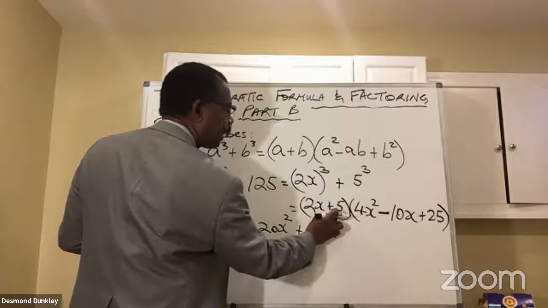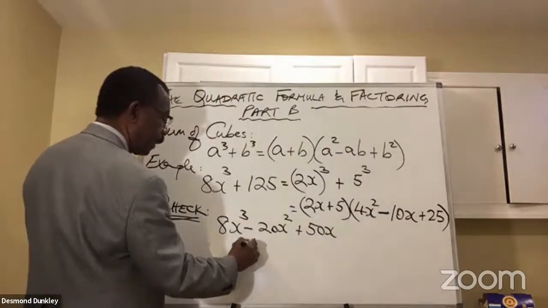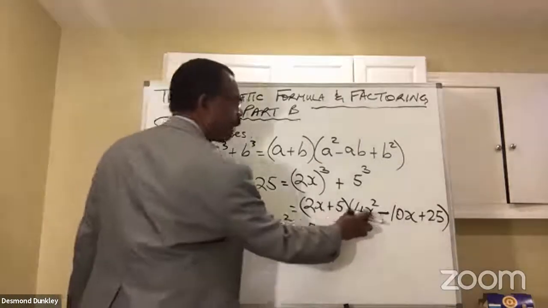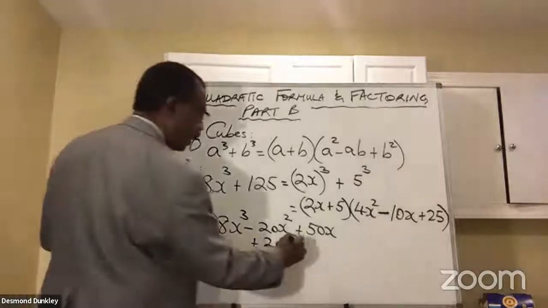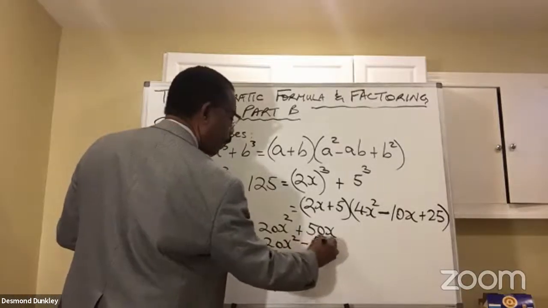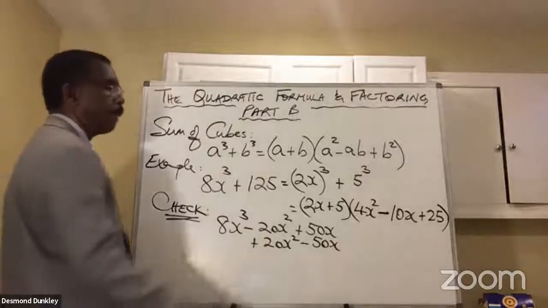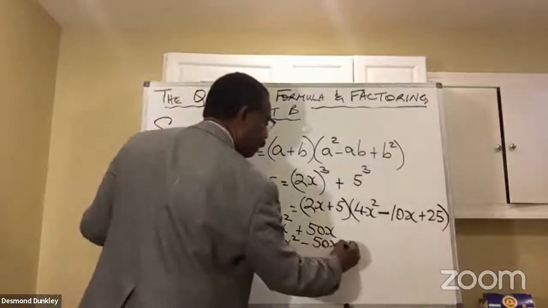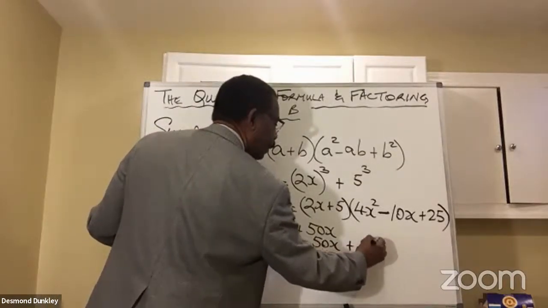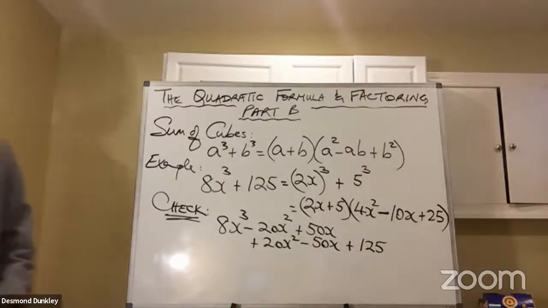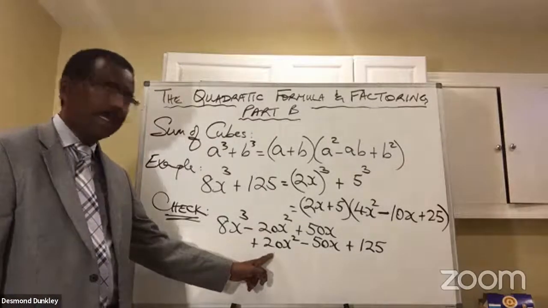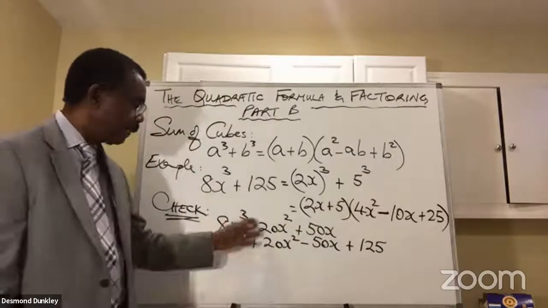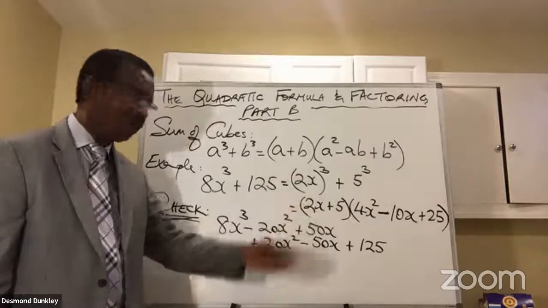5 times, positive 5 times 4x squared gives me positive 20x squared. Positive 5 times negative 10x gives me negative 50x. Positive 5 times positive 25 gives me positive 125. Do you notice that the middle terms are opposites, so they cancel. Positive and negative cancel. Positive and negative cancel.